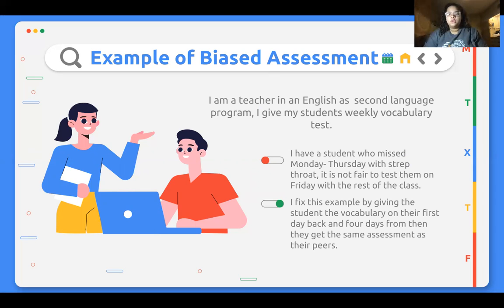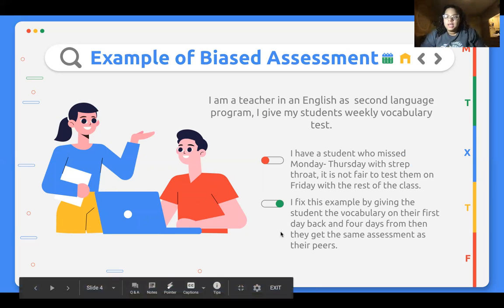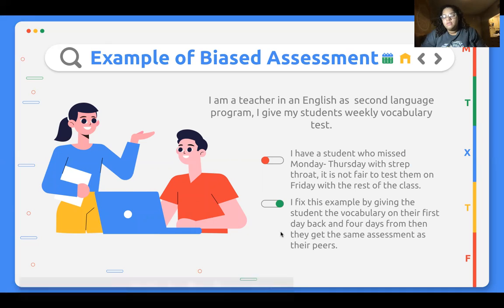So on the green side, I fixed this by giving my student their vocabulary words and all of the materials that we used in class the first day that they get back. Then they have 4 days to make up or to learn. And then on the fourth day, they will have the same assessment that their peers did, because then it is equal for them. They have the same amount of time to learn, the same opportunity to show their understanding. I have so many examples, so I hope y'all don't mind me rambling a little bit.